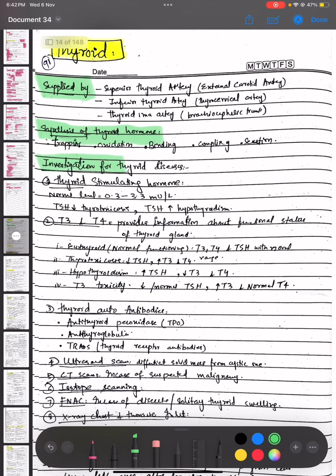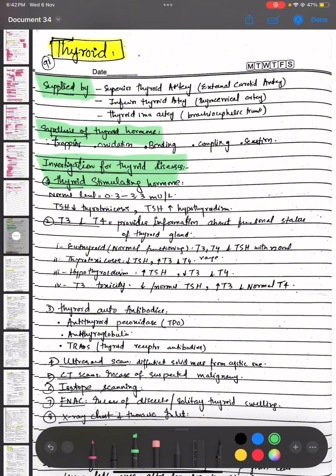These are: thyroid stimulating hormone is checked. The normal level of thyroid stimulating hormone is 0.3 to 3.3, and if thyroid stimulating hormone is decreased, then thyrotoxicosis occurs, and if thyroid stimulating hormone increases, then hypothyroidism occurs.